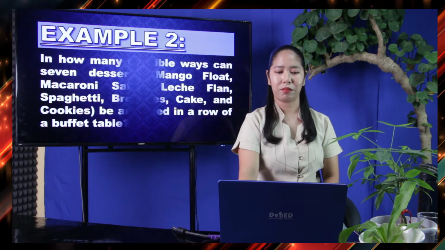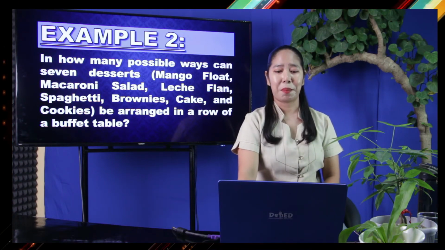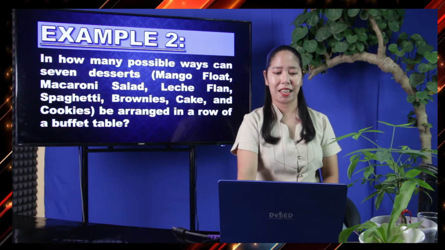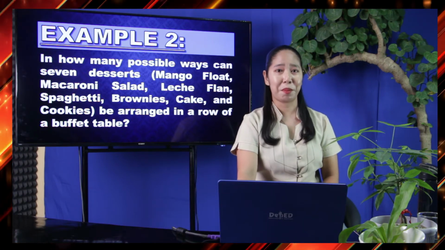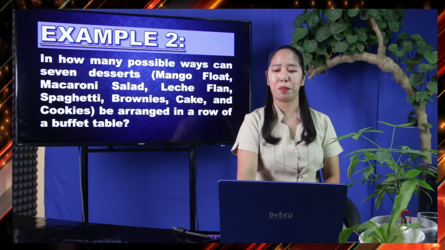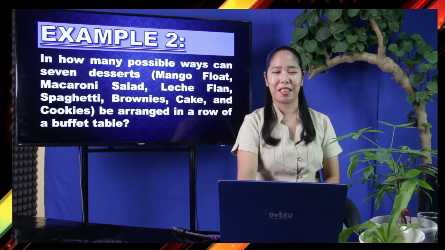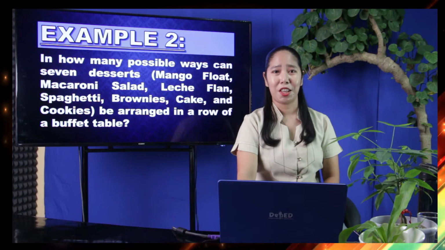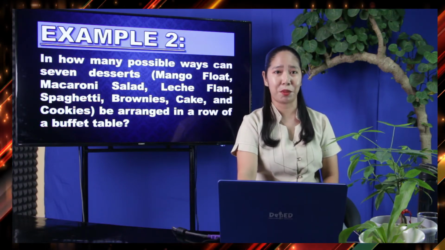Another example. In how many possible ways can 7 desserts, mango float, macaroni salad, leche flan, spaghetti, brownies, cake, and cookies be arranged in a row of a buffet table? What is the problem all about? Alright, the arrangement of desserts in a row of a buffet table. What are the given? Very good, 7 desserts. And what is asked? Exactly, the number of possible ways that the 7 desserts be arranged in a row of a buffet table.